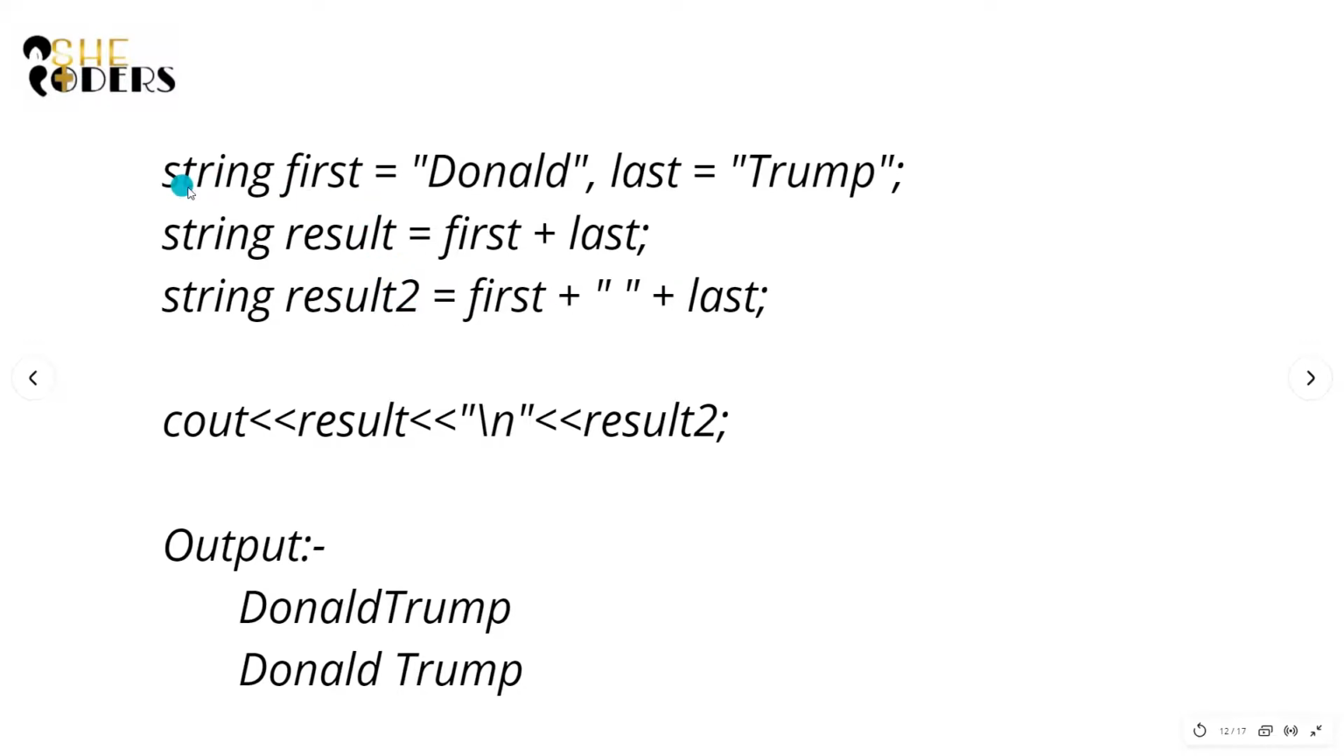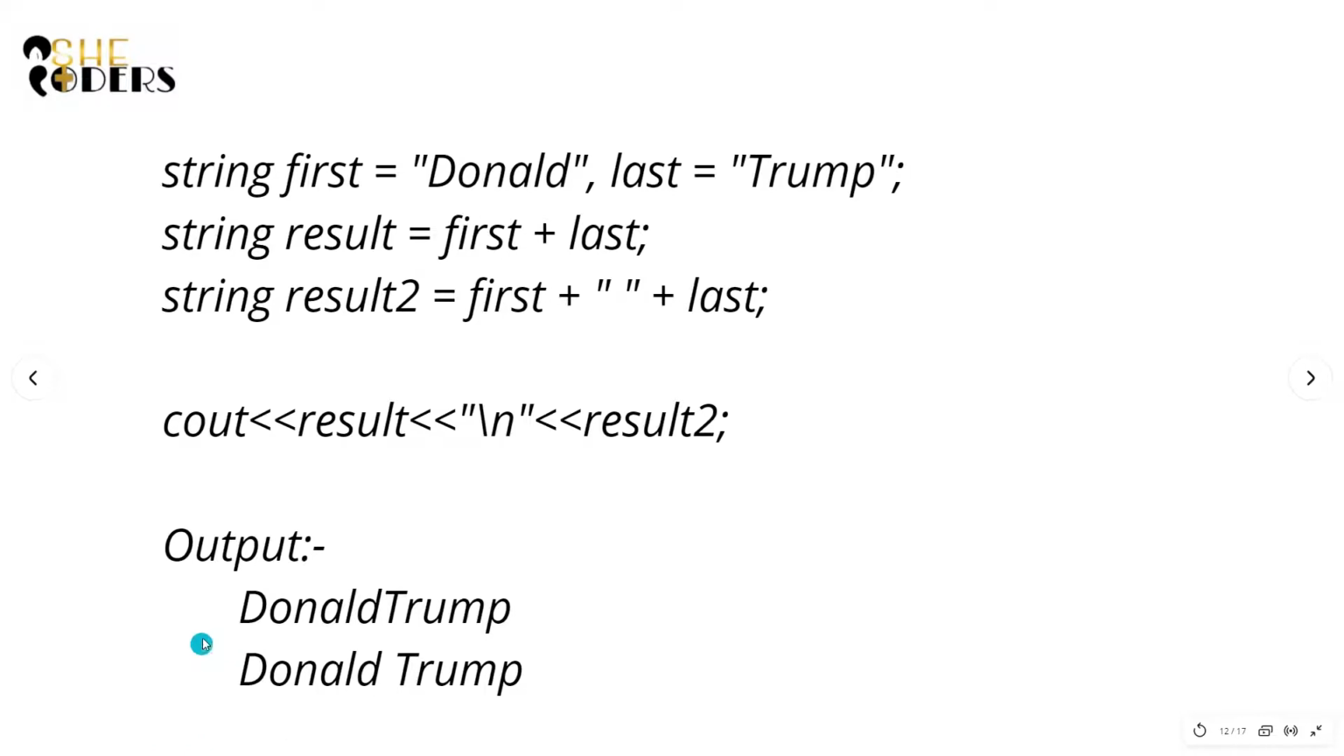Here I have declared two string variables, first equals Donald and last equals Trump. These are two strings, and when we add both of them and store it in the result, it will store the concatenated value, that is DonaldTrump, without any white space. But when I store both the values with a white space in between, it will show Donald and Trump as two different words.